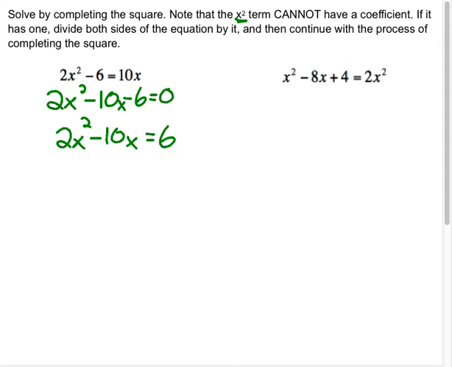Just like that. Now, remember I said we really don't want anything with the x squared. So what I'm going to do is divide everything by 2, okay? Because that is going to alleviate that constant that's with the x squared, that coefficient of the x squared, if you will. Now I'm set up to do my process from here.